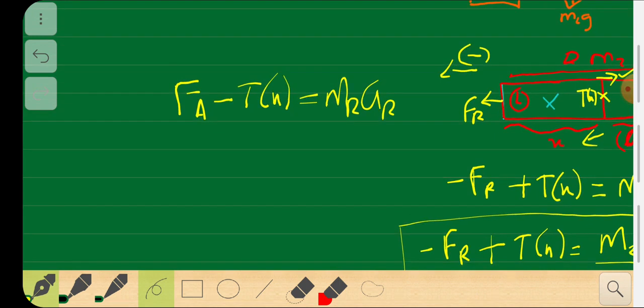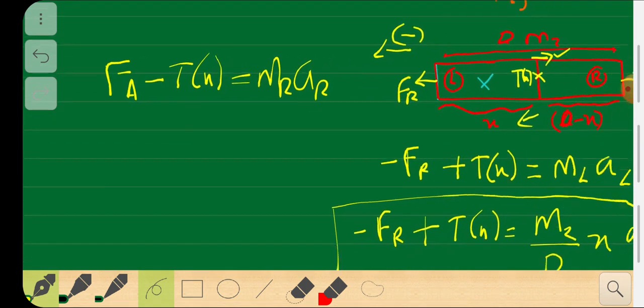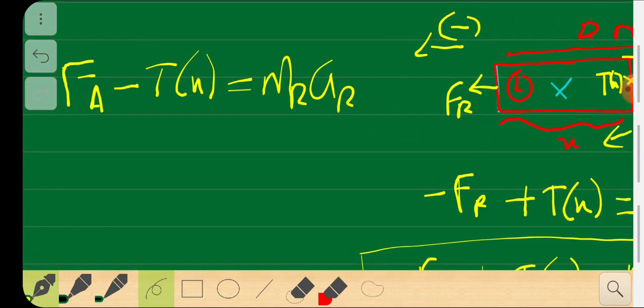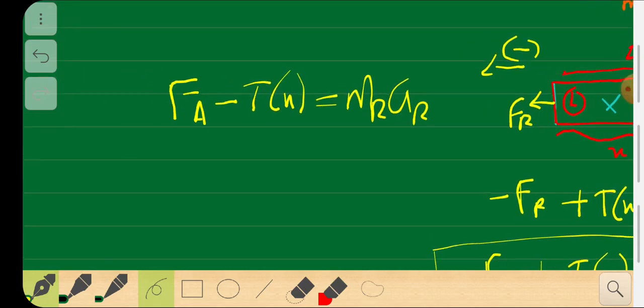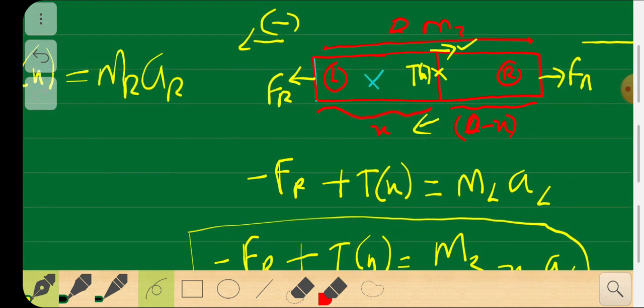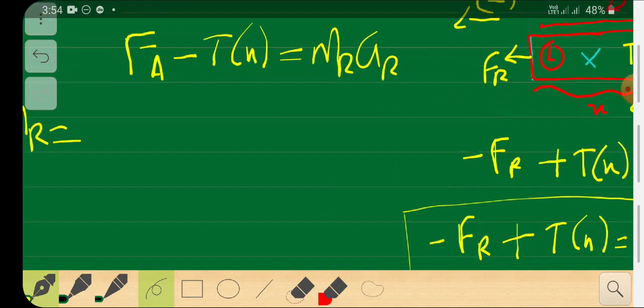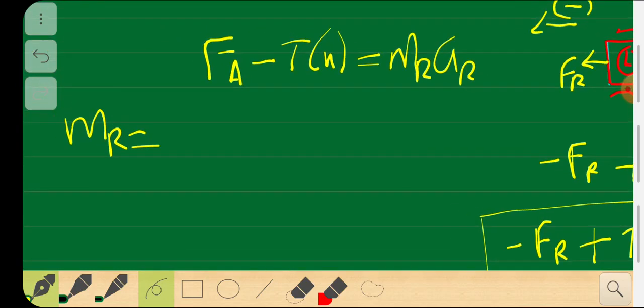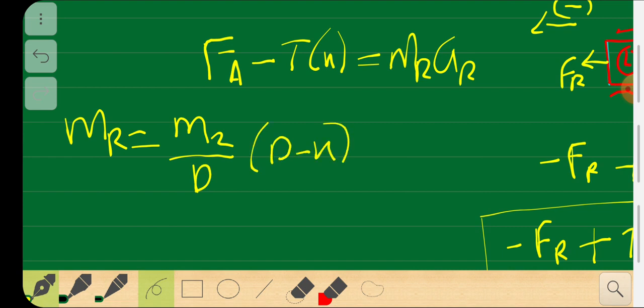So now what you can do is, let's find out the mass of the right side. So mr must be equal to, what is the mass of the right side? It will be the total mass divided by the total length, which is m2 by d, times d minus x, right? The same as what we did before. So it will be m2 by d times d minus x, and that will be the mass.